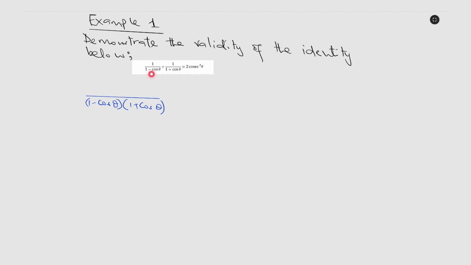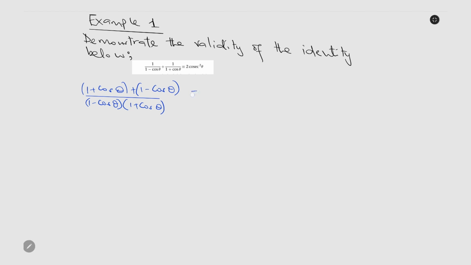Now, 1 minus cos theta goes here, 1 plus cos theta times 1 plus cos theta times 1 is 1 plus cos theta. So I will have 1 plus cos theta. Okay, let me put brackets first, plus, okay, we are back here. 1 plus cos theta goes here, 1 minus cos theta times 1 minus cos theta times 1, we have 1 minus cos theta. So 1 minus cos theta. Okay, now we can simplify this further.